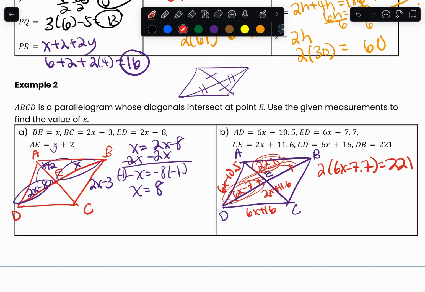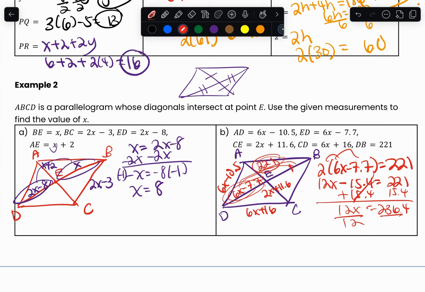I will go ahead and distribute everything out. This will become 12x minus 15.4 equals 221. I'll go ahead and add 15.4 on both sides. Oops, I should stop. That gives me 12x on the left side. This cancels. On the other side, I have 236.4. Divide both sides by 12. My x value here will be 19.7.